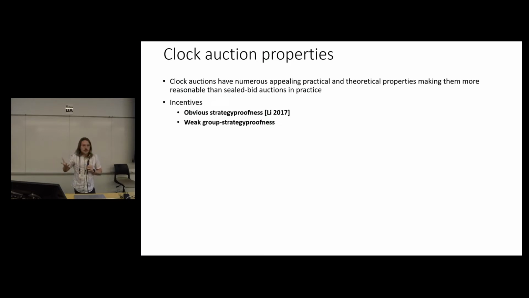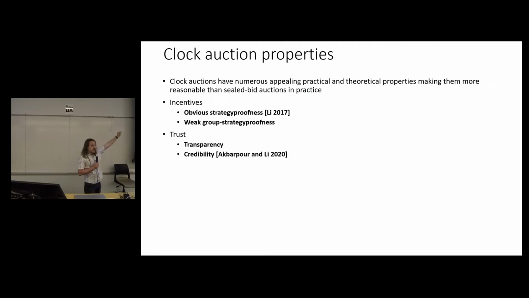Obvious strategy-proofness, if you're not familiar, has been gaining a lot of recent interest in the EC community because it's a very robust notion of strategy-proofness, even in the presence of cognitively bounded participants. Obvious strategy-proofness also directly implies weak group strategy-proofness, which means clock auctions are robust to coalitions of bidders.